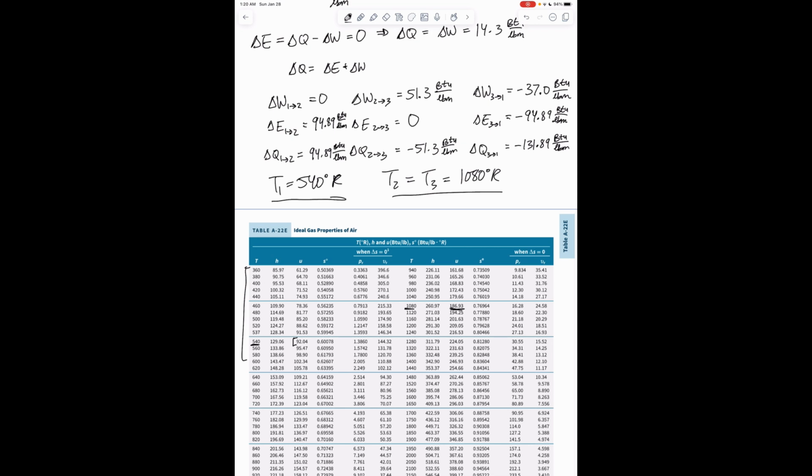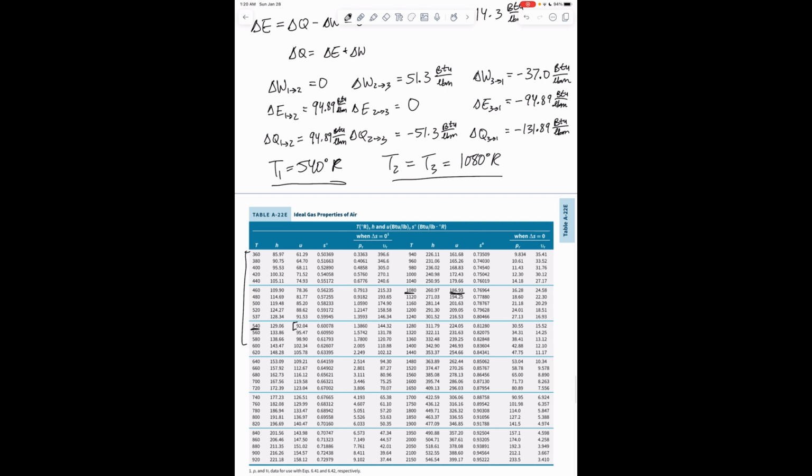All right, I believe this all checks out. Yeah, okay. So we want to break it down. Looking at each process, we can use table A22, get values for internal energy based on the temperature, and get our results.